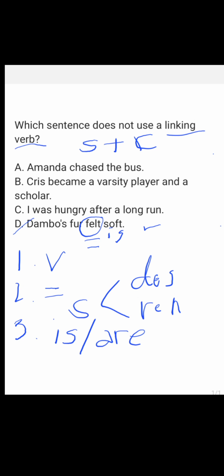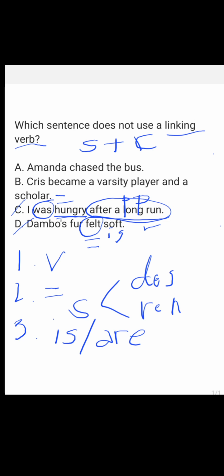Letter C naman, I was hungry after a long run. Again, you find the verb, was. Try to replace it: I ba yung hungry? I is equal to hungry. Yes. Now, it already used the be verb, so that confirms it. So, letter C is also a linking verb. This is a prepositional phrase. Regardless, kahit na anong phrase pa meron dito, we are focusing here.